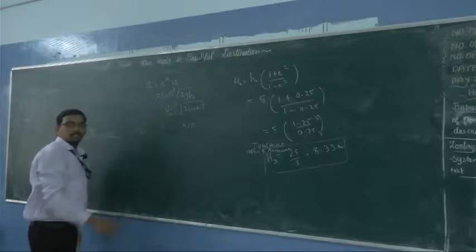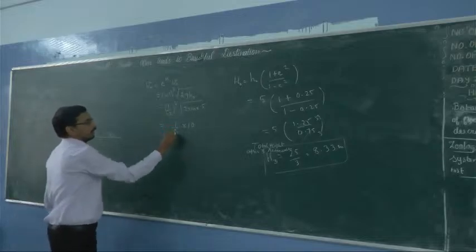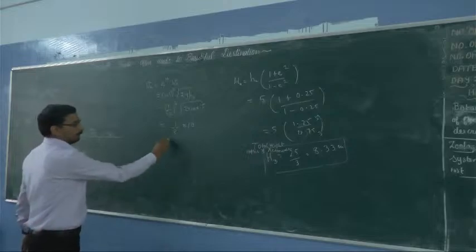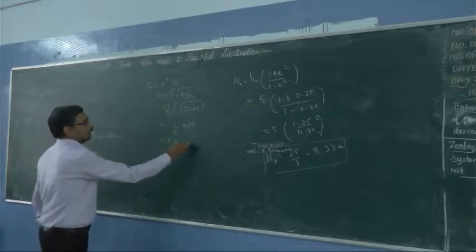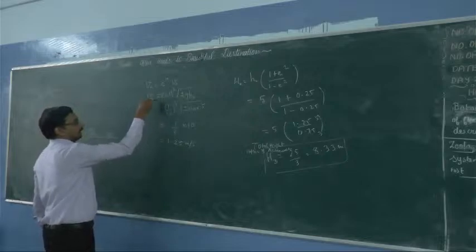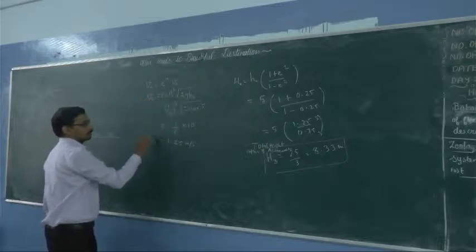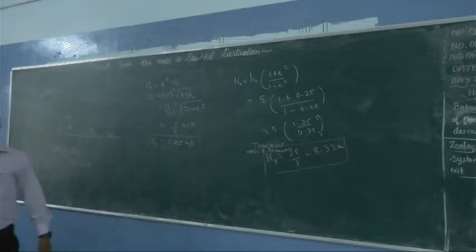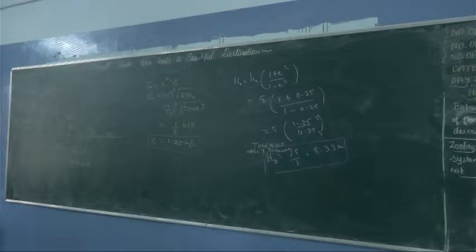1 by 2 the whole cube is 1 by 8. So the answer is 10 by 8. 10 by 8 means 5 by 4. 5 by 4 means 1.25 meter per second. This is nothing but the velocity of the ball after third rebounds.